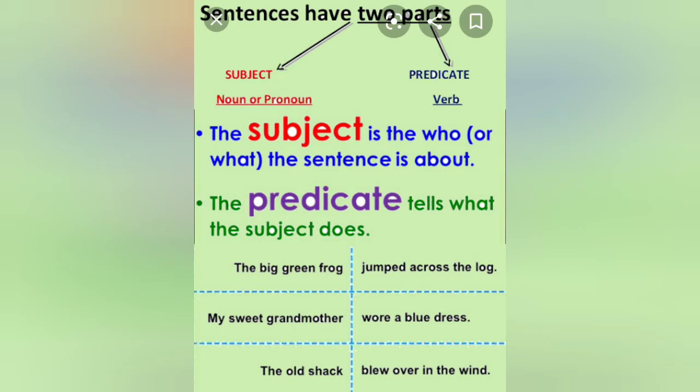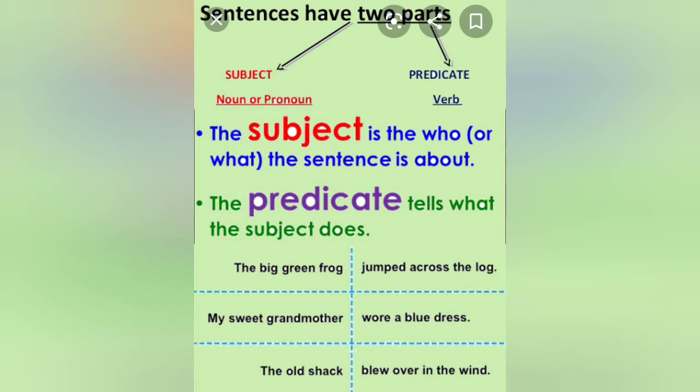We can use and write two subjects in a sentence. For example, the colonel and the soldiers fought bravely. This is called a compound subject. We can use and write two predicates in a sentence. For example, the farmers plowed their fields and sowed seed. This is called a compound predicate.